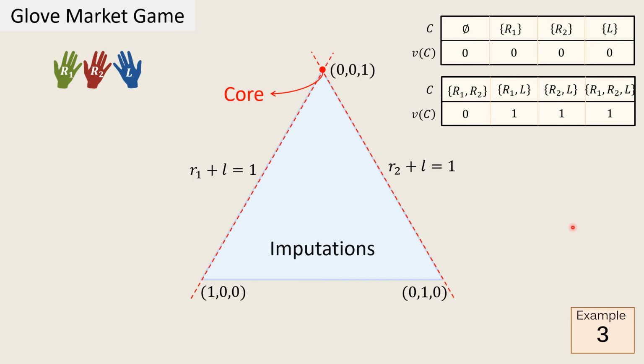Now let's look at the core. Group rationality must be satisfied. So r1 plus l must be equal to 1. That's this red line here. Likewise, r2 plus l should be 1. That's this here. And so this point of intersection is the core. 0, 0, 1. It's a singleton. The core of the game is this red dot.